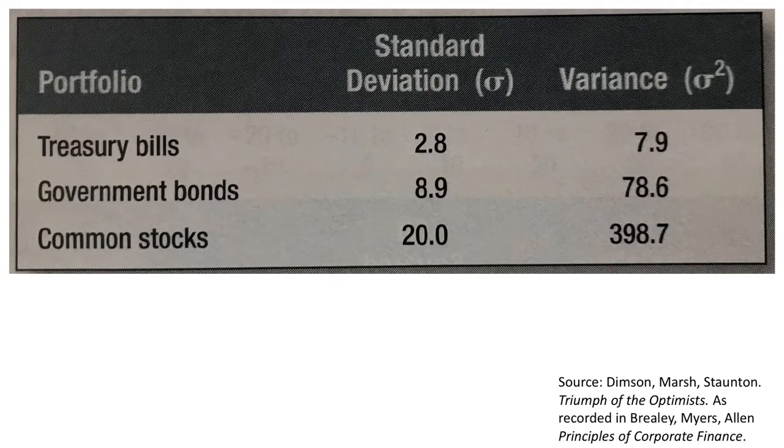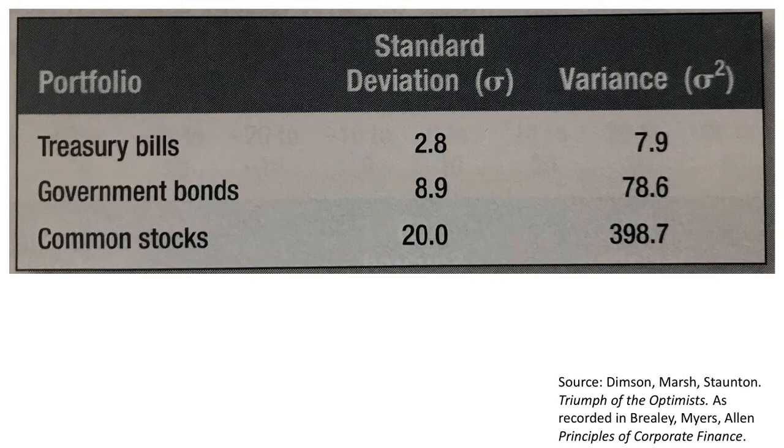I can calculate variance for an individual stock. I could also calculate variance for a portfolio of stocks or a portfolio of bonds for that matter. This is the Dimson, Marsh, and Staunton study, Triumph of the Optimists again. We looked at the annual average rate of return for treasury bills, government bonds, and common stocks. Now we look at the standard deviation for each of these.